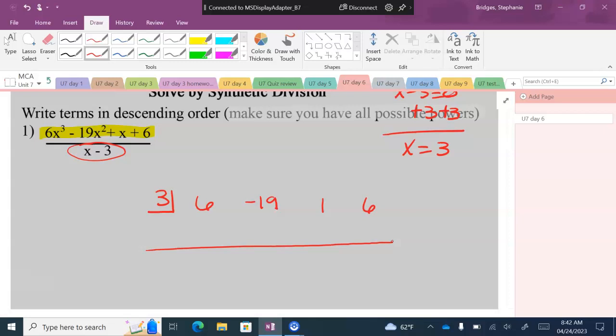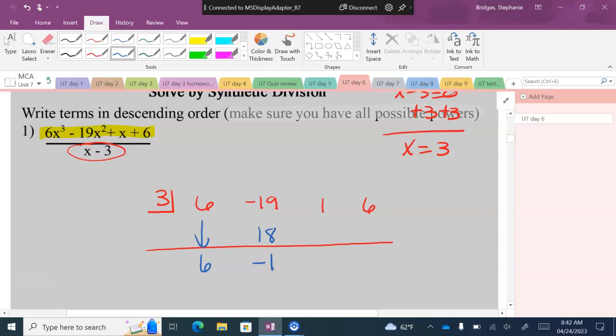The process is very easy once you get started. The very first thing you're going to do is this first term is always just brought down. Bring it straight down. Don't change anything about it. And then we take that 3 that we've got in our half of a box and multiply it by that 6 that we brought down, and that gives us what? 18, and I put that 18 under the 19. And then I add. Negative 19 plus 18 is going to give me negative 1, and I put that down below.